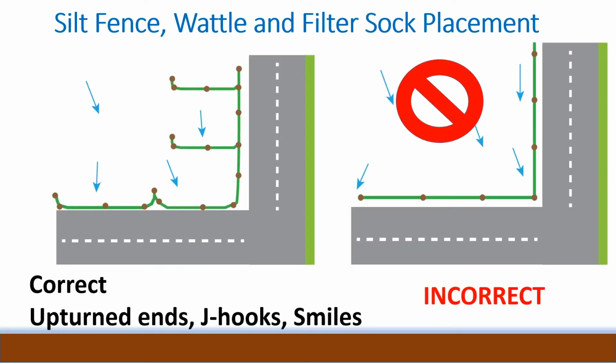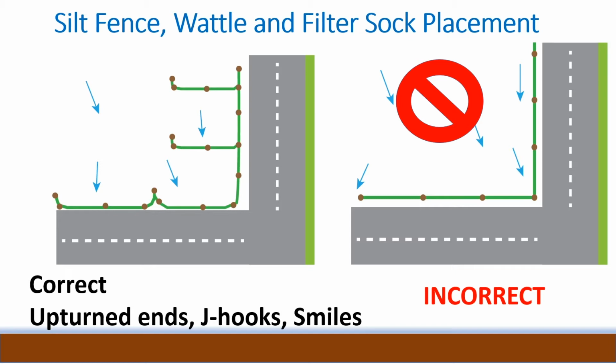The correct way to install silt fence, waddles, and filter socks is shown on the left. They should be staked in place and placed on the contour with ends upturned so that water will not cut around them. Instead of one long run of silt fence that will get blown out or overwhelmed at a weak point, it is recommended that they be broken up into smaller lengths with ends upturned like smile faces.